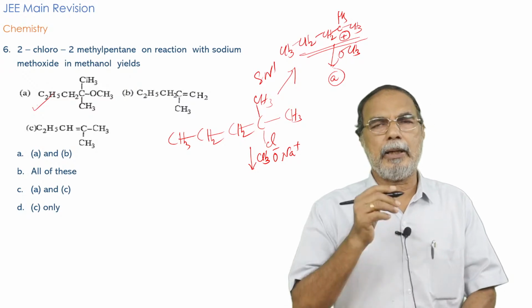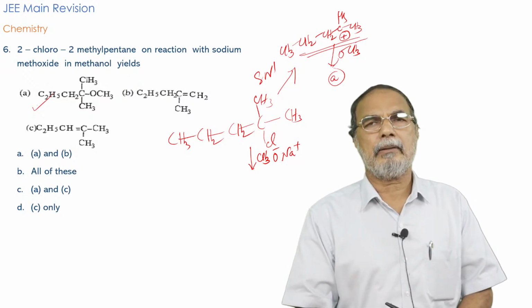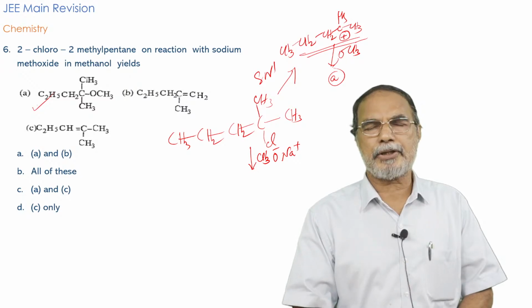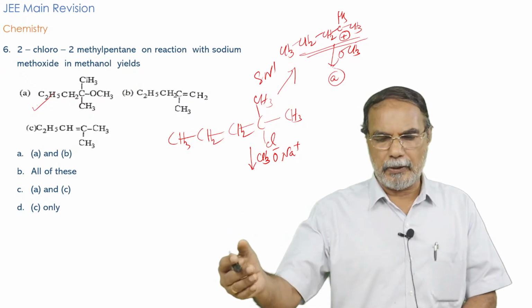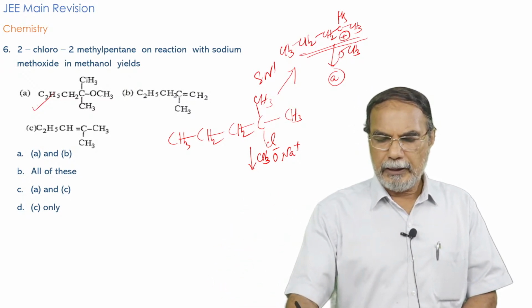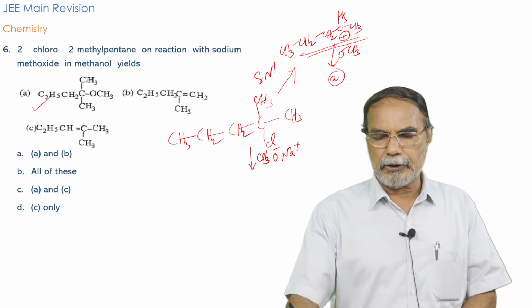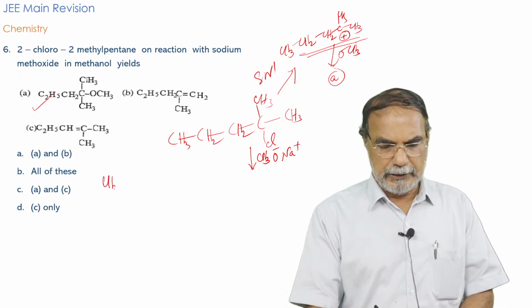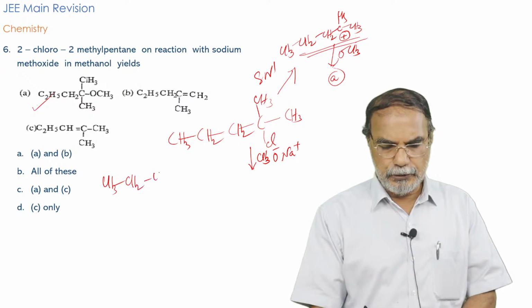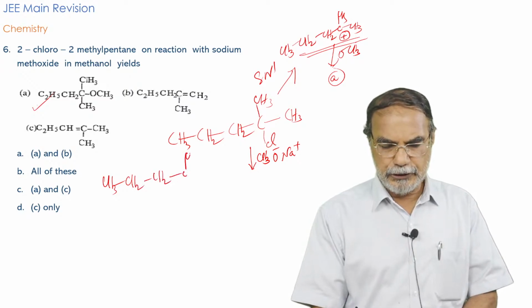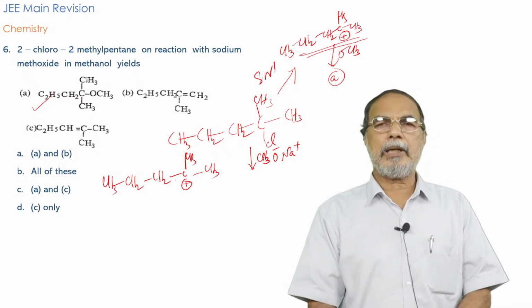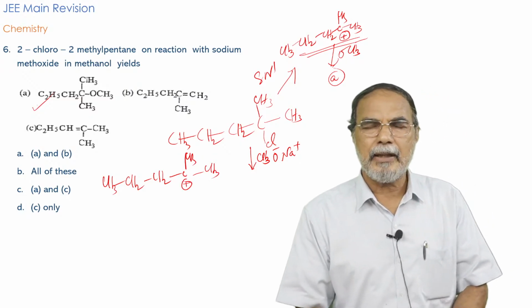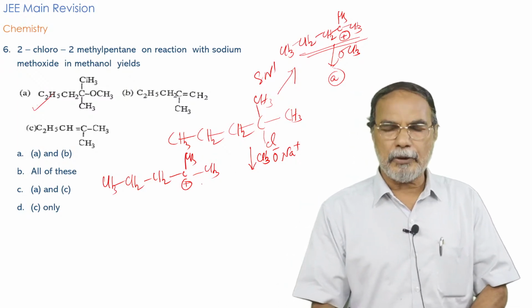At the same time, the carbocation can undergo elimination reaction by expulsion of a proton. So when this particular carbocation emits a proton, it forms a double bond. I once again write, CH3, CH2, CH2, CH3, CH3. This is the carbocation. So it can undergo elimination reaction, means it can expel a proton.